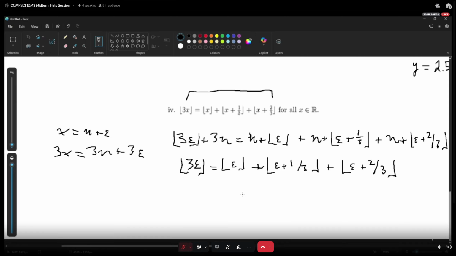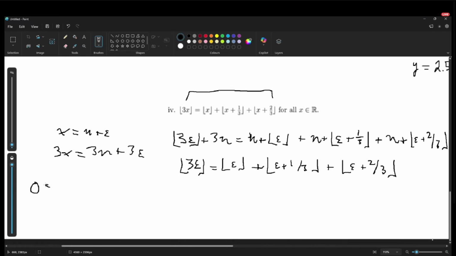Okay, so let's consider cases. Let's say that epsilon is in between 0 and 1/3. So that means that this becomes 0. Actually, I should write it down with red. So it becomes 0 equals, this is 0, plus this is 0, plus this is 0. So that checks out.